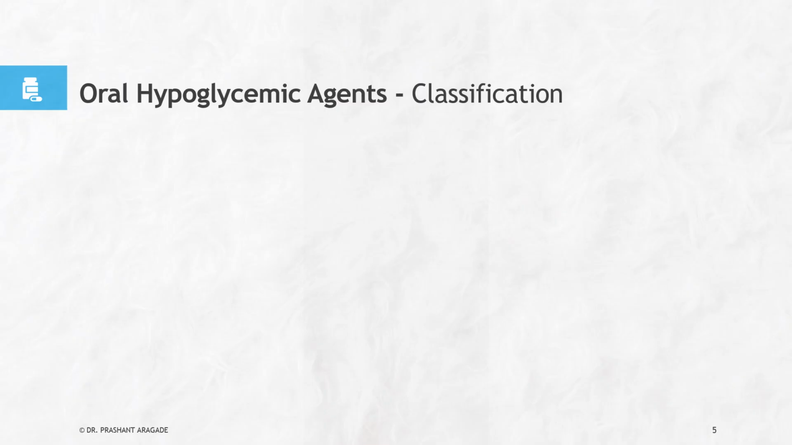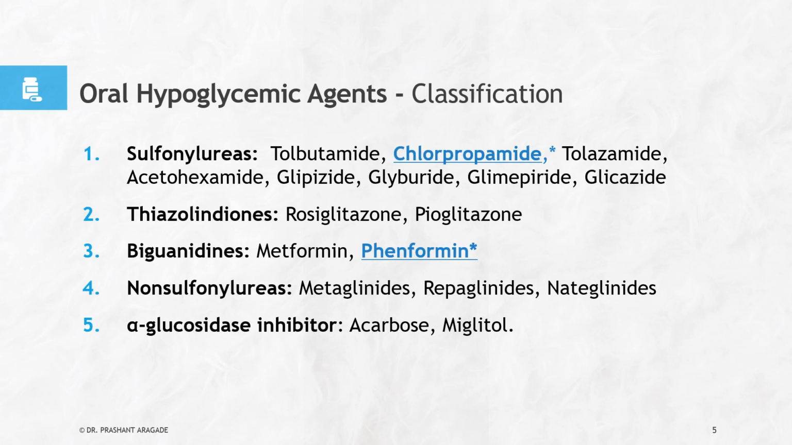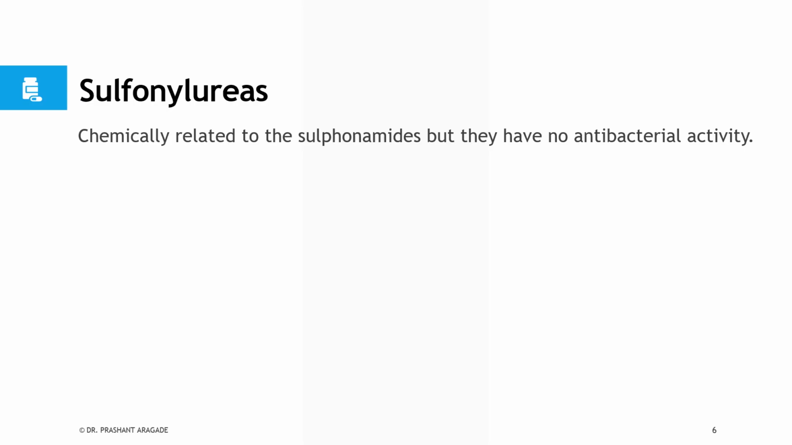You know very well that if you want to remember or draw the chemical structure, the first thing you must know is its chemical class. So the classification of oral hypoglycemic agents is as follows. And from the classification, you will come to know that the class of chlorpropamide is sulfonylureas. So remember, chlorpropamide is an example of the sulfonylurea class. Sulfonylureas.